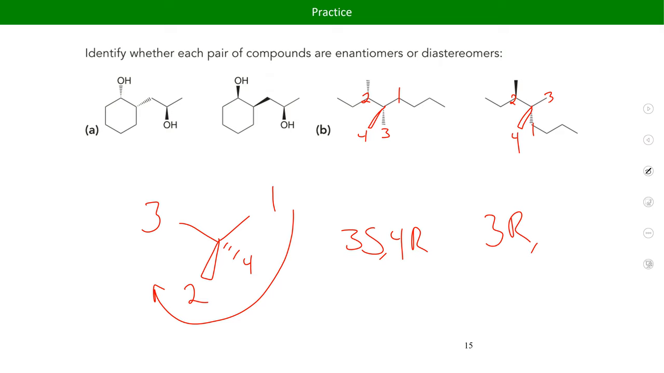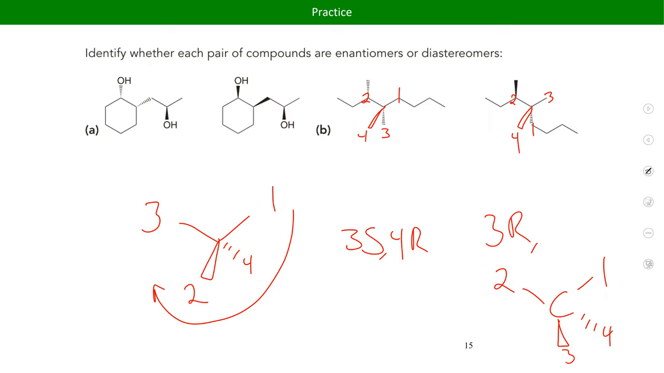Can't quite bend that way, so I might have to go back. We're going to wind up, four is going to go backwards. One goes to where three is. Carbon, one, two didn't move. Four is away from us. And that means three is now coming out towards us. One to two to three.